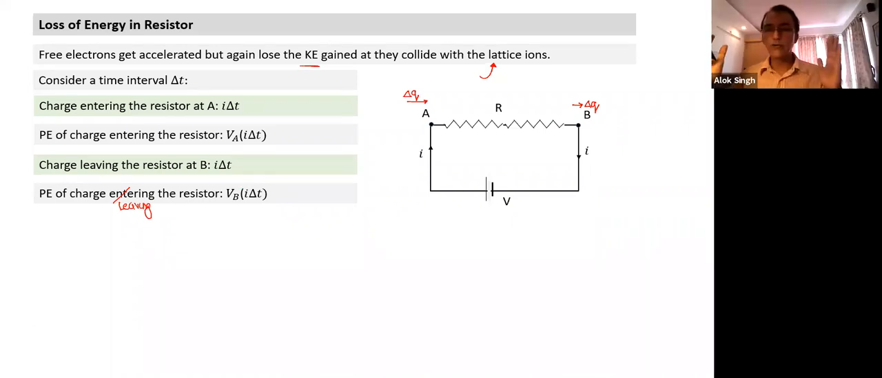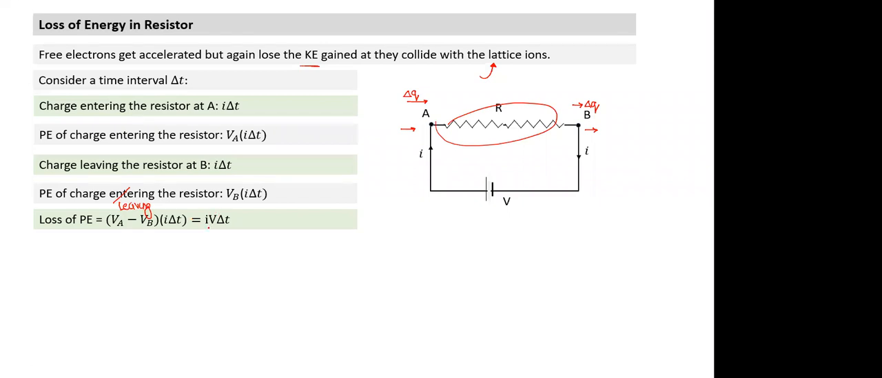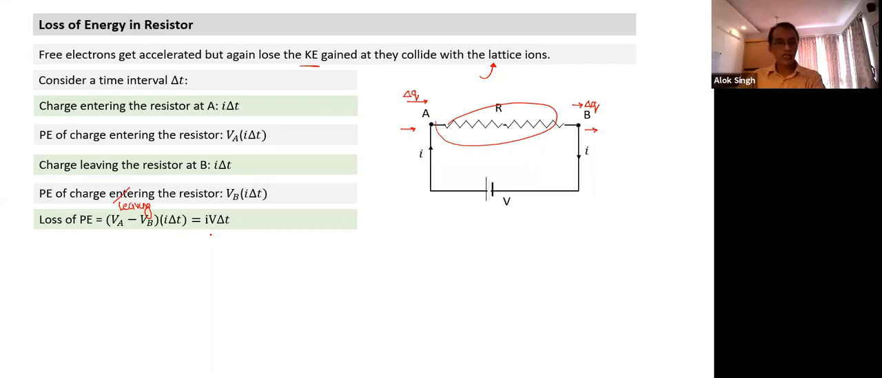So what is happening in time interval delta t? What is the loss of potential energy? If I look at the whole resistor, in time delta t the energy which is coming in is greater than the energy which is going out. So what is the loss of energy? Energy entering minus the energy going out. The loss of energy, if I take the difference, is equal to VA minus VB into I delta t. What is VA minus VB? It is the potential difference across the resistor, for which you use the convention V.